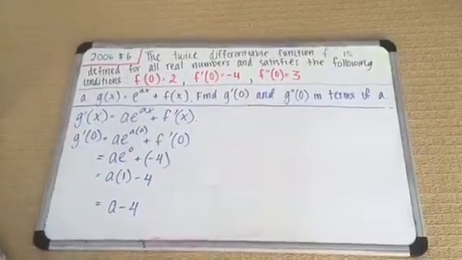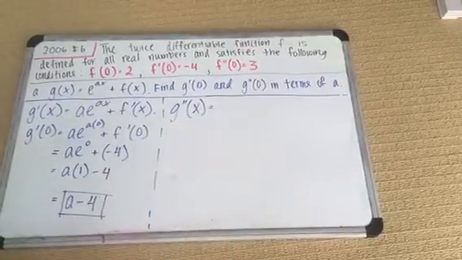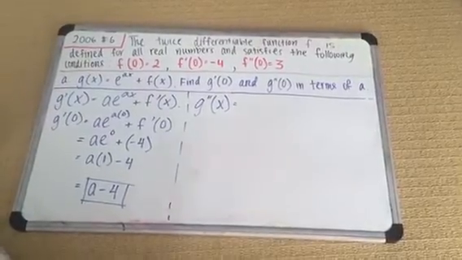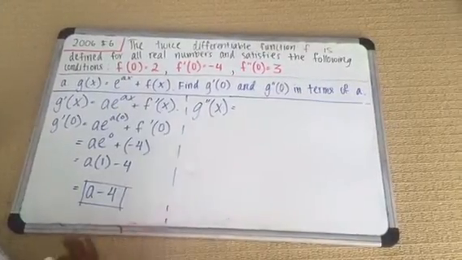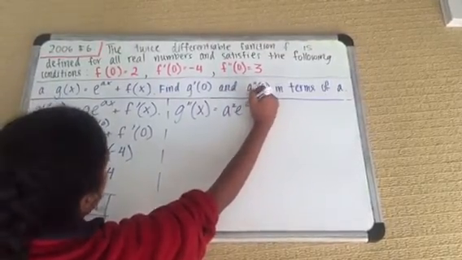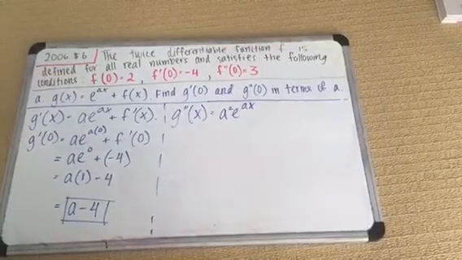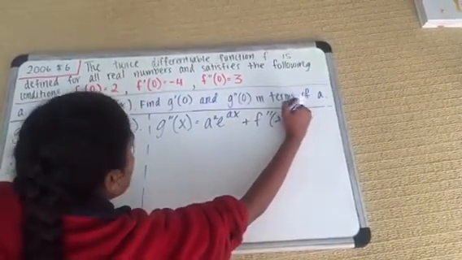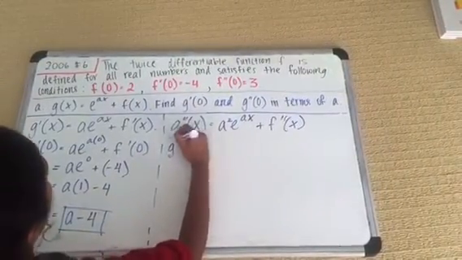So g double prime of x equals, to find the derivative of a times e to the ax, again we just take the derivative of ax, not a to the x, a times x, so we would bring the a to the front again, so a squared e to the ax, and the derivative of f prime of x is just f double prime of x, so plus f double prime of x. That's the general solution for the second derivative.